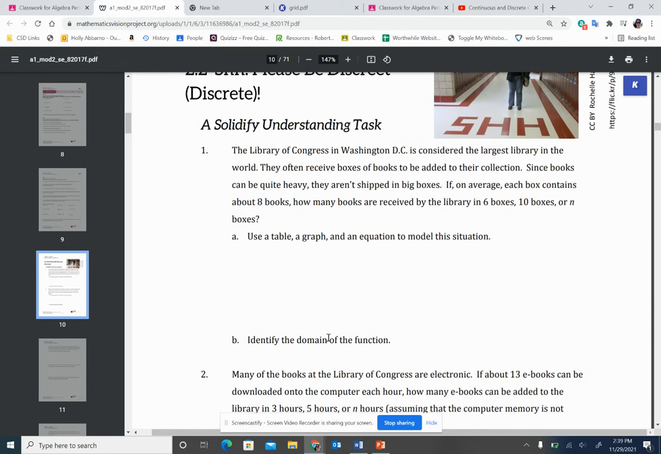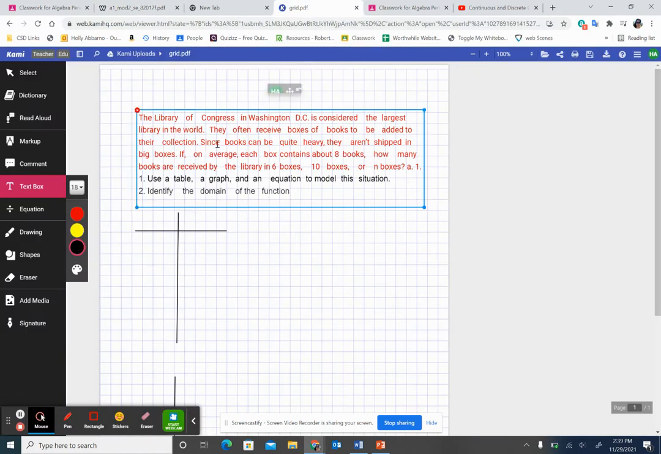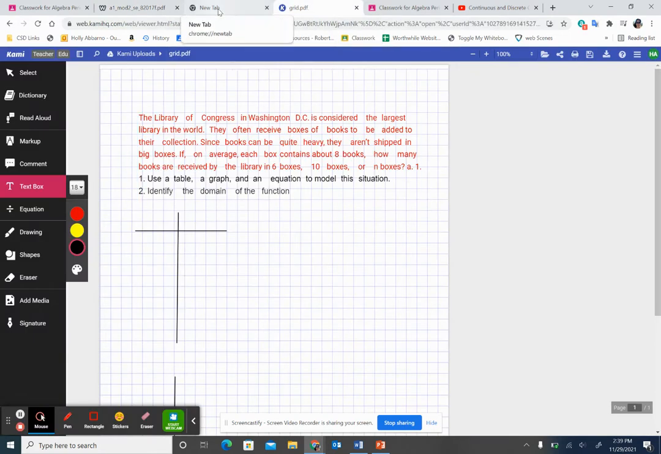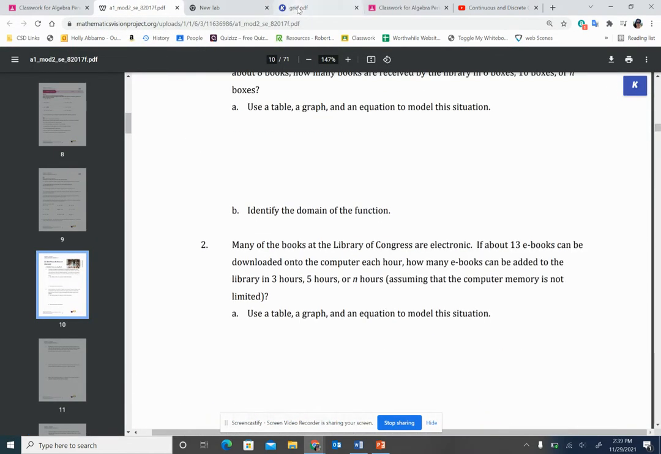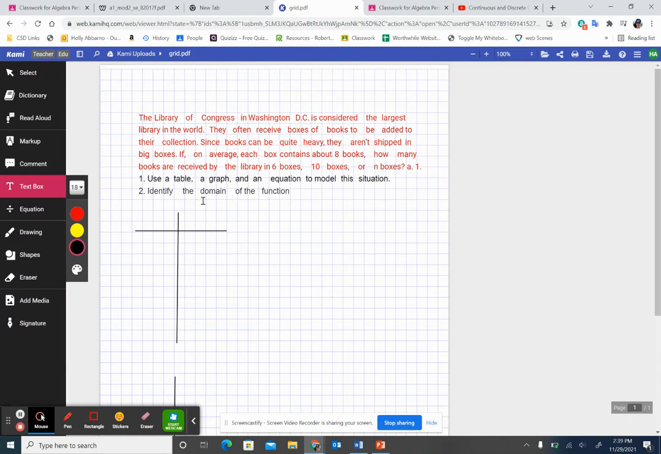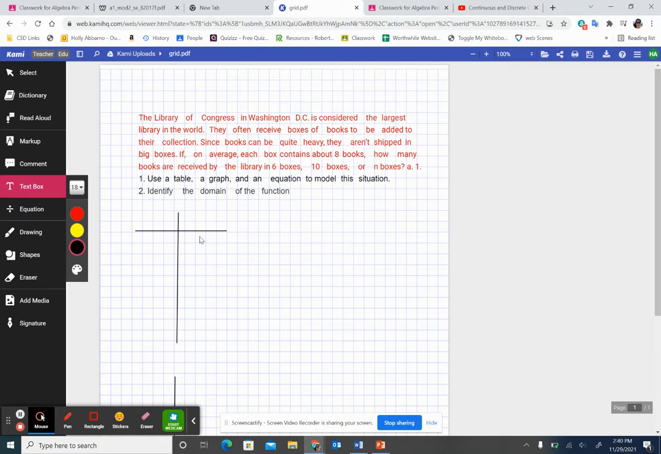Part 2, identify the domain of the function. All right, so I've gone ahead and put it in right here. Remember, you're on page 6, following along in yours, and I am going to be doing it on this Screencastify. First, we read through it. We do 3 reads. Now we're going to read through it just to understand. We know we're talking about books, we know we're talking about boxes, and we're talking about how many can be shipped. So let's go through and underline some important stuff.